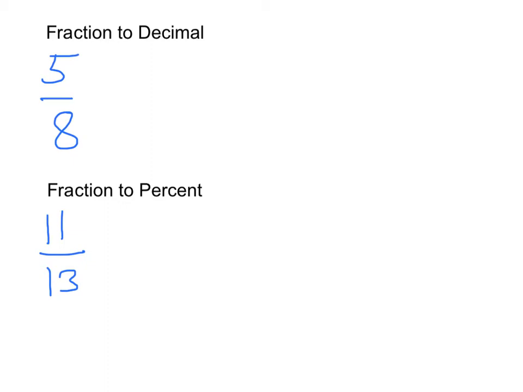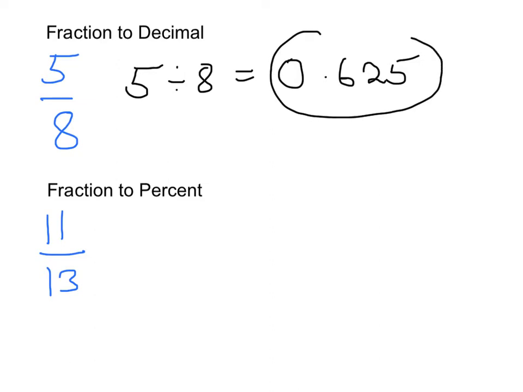So to do that, we're just going to go 5 divided by 8, so top divided by bottom, and if I put that in my calculator, what I get is 0.625. So as a decimal, 5 over 8 is 0.625. Nice and easy, just divide the top by the bottom.